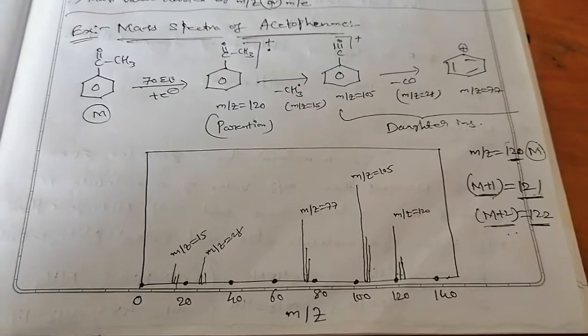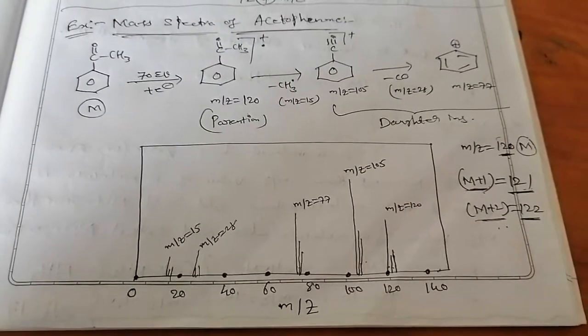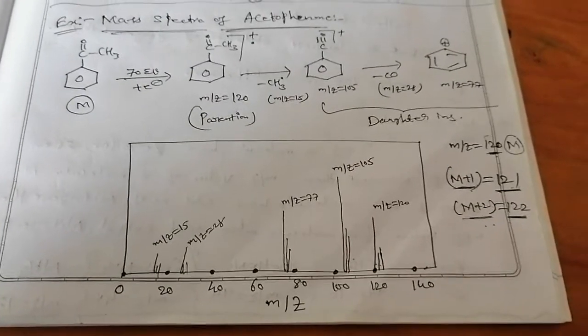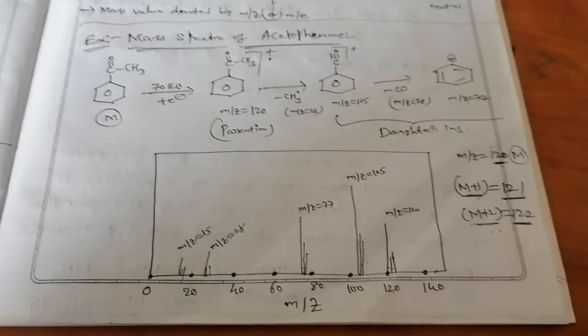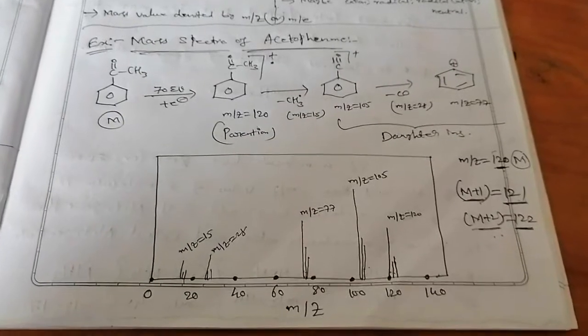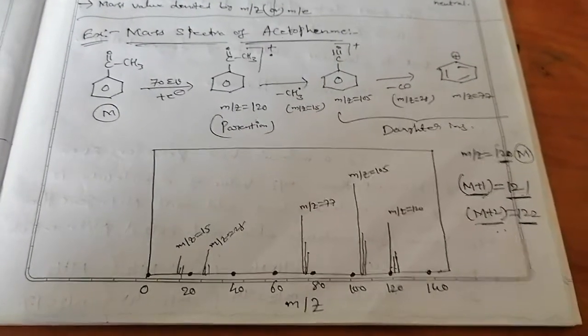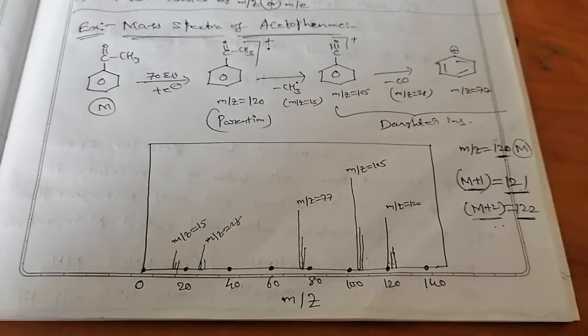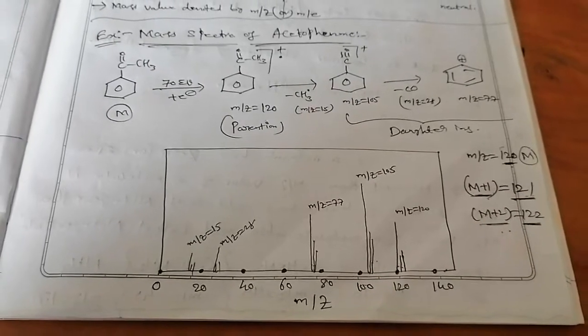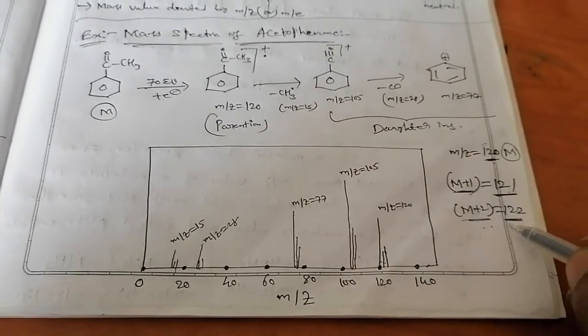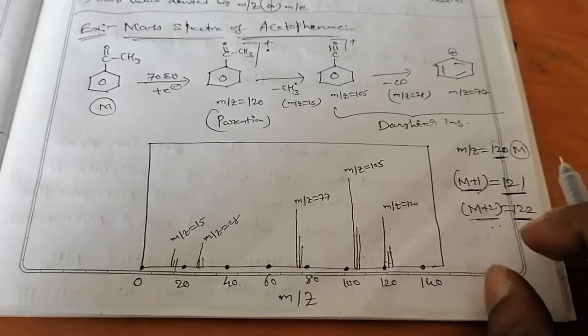For example, take chlorine: its atomic weight we can simply calculate as 35. Sometimes chlorine has an isotope, chlorine 37. If you calculate with 35, it is the M peak. If you calculate with 37, it is the M plus 2 peak. So the M plus 1 peak and M plus 2 peak are called isotopic peaks.